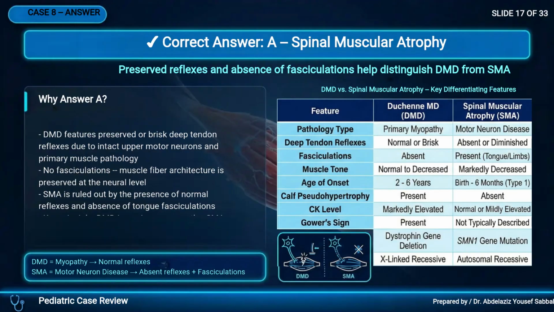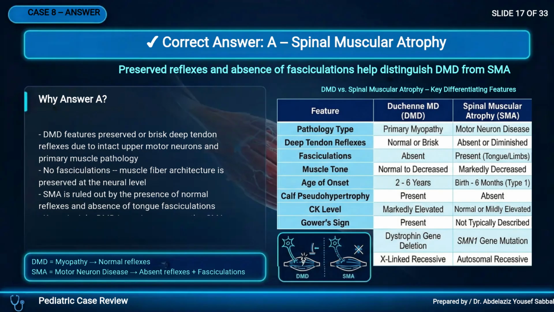Duchenne muscular dystrophy features preserved or brisk deep tendon reflexes due to intact upper motor neurons and primary muscle pathology. There are no fasciculations because muscle fiber architecture is preserved at the neural level. Spinal muscular atrophy is ruled out by the presence of normal reflexes and absence of tongue fasciculations. The key principle to remember: Duchenne muscular dystrophy is a primary myopathy, while spinal muscular atrophy is a motor neuron disease. These are fundamentally different mechanisms.